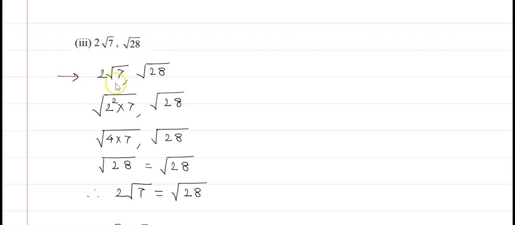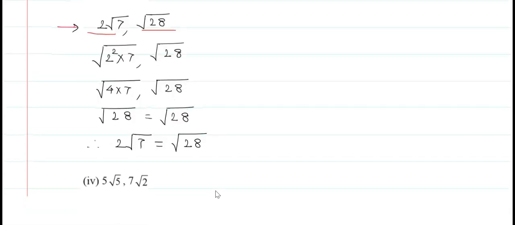Now next is 2 root 7 and the root of 28. Now 7 is a prime number and the order here is 2. Therefore, in the same radicand sign, that is 2 raised to 2 into 7. And here is root of 28, keep it as it is. 2 raised to 2 is 4. 4 into 7 is 28. And here is 28. Both are the same. Therefore 2 root 7 is equal to root of 28.